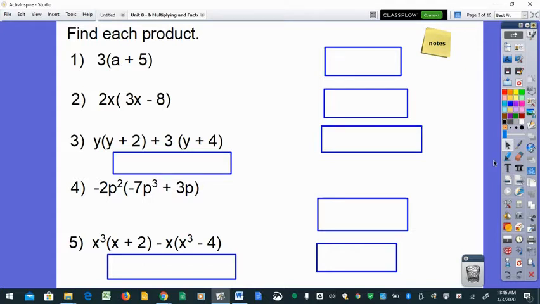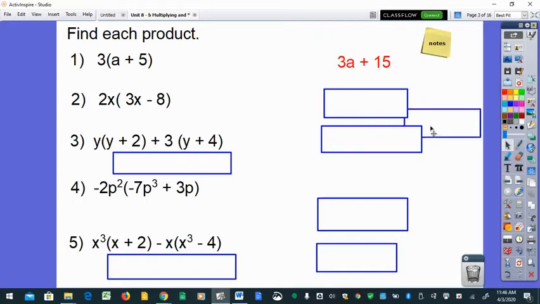Okay guys, we're going to start with a basic distributive property here, 3 times a and 3 times 5. Don't forget, you don't want to become a member of the "I forgot to distribute to the second piece" club, although many of you, if I remember correctly, were already in there. It would be 3a plus 15, not 3a plus 5.